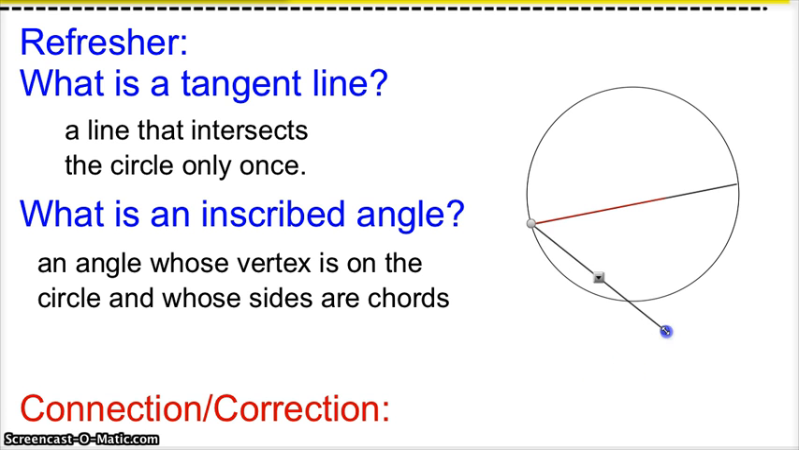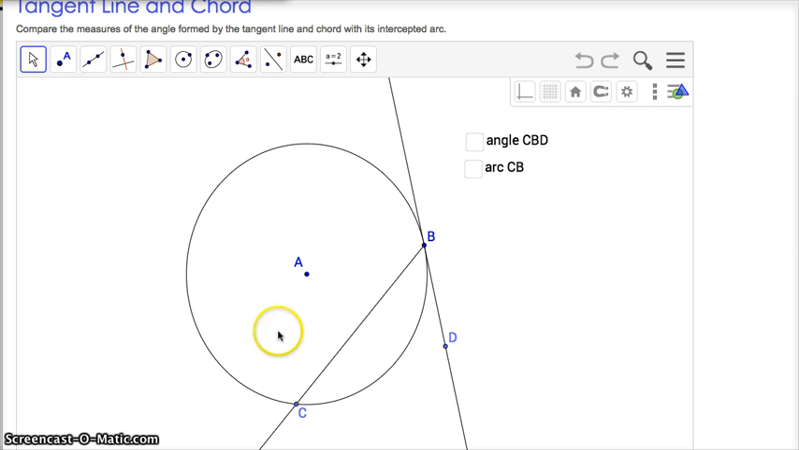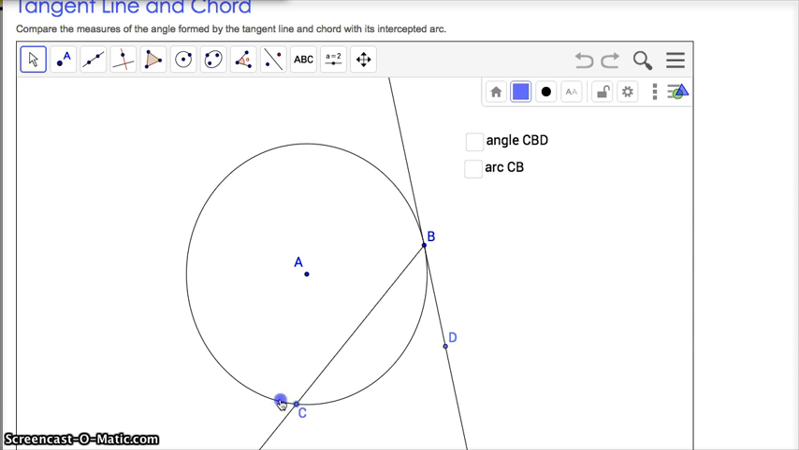Here, what I want you to realize, I'm going to move this angle. Here's an inscribed angle. Here's a tangent. But if you notice, it really is an inscribed angle. Let me prove it to you. Okay, so here's an angle shown. BD is a tangent line. BC is a chord. So we really have an inscribed angle. And to prove it to you, look at the measurements.